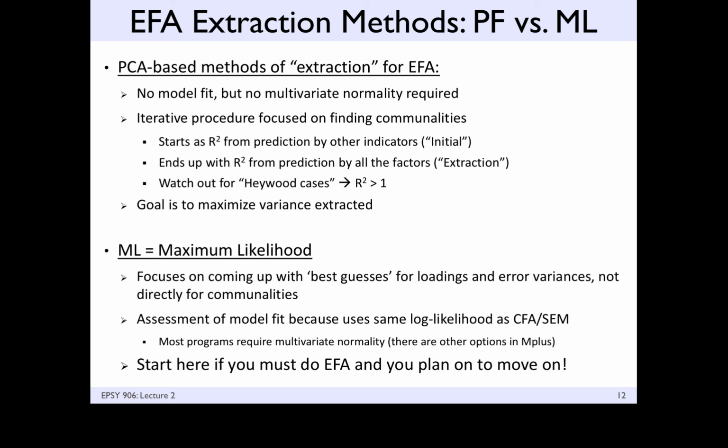But in ML, sure enough, there's no eigenvalue. There's no eigenvectors. There's no proportion of variance accounted for.